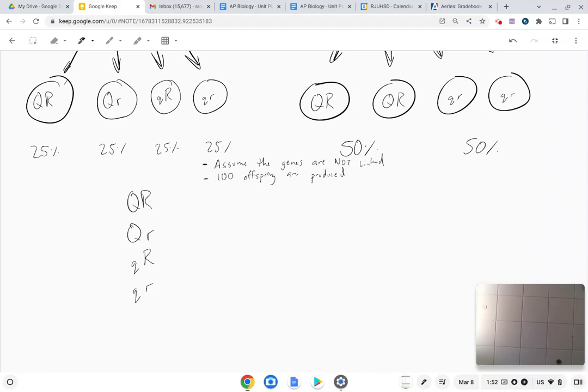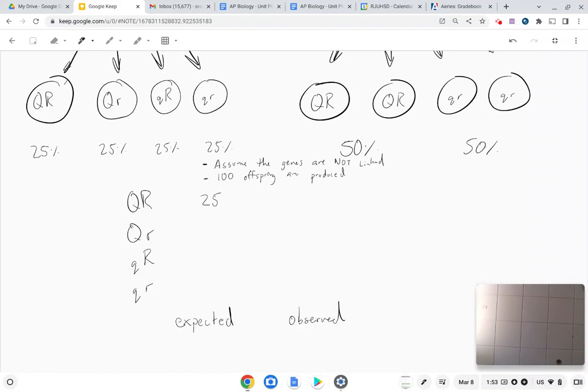What percentage, or what number of individuals, would you expect in each of these 4 possibilities? Anybody want to share a guess? Yep. 25. Oh, yeah. By the way, this is our expected. So this column here is expected. And then over here, we're going to talk about what we actually observe.